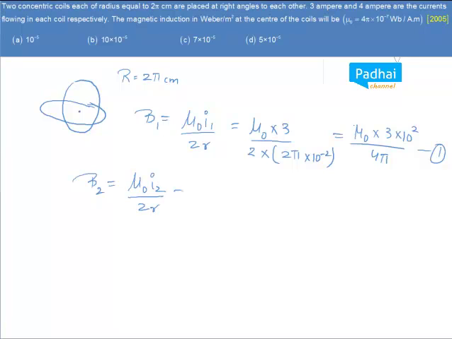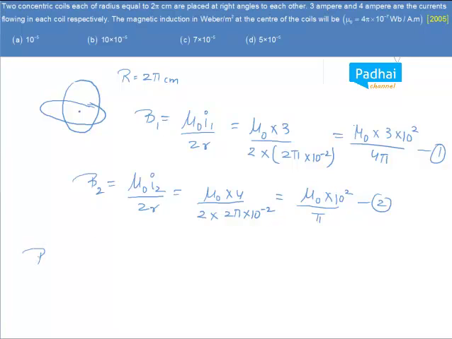Now the magnetic field due to the second coil will be mu naught into I2 divided by 2R. So this will be equal to mu naught into 4 divided by 2 into 2 pi into 10 raised to the power of minus 2. So this will be equal to mu naught into 10 raised to the power of 2 divided by pi. This is the second magnetic field.